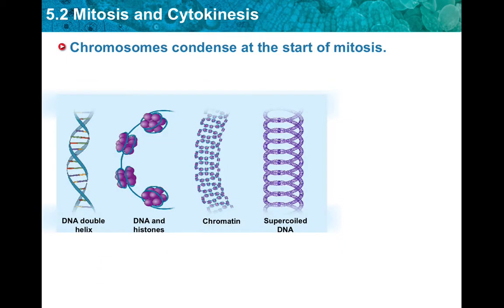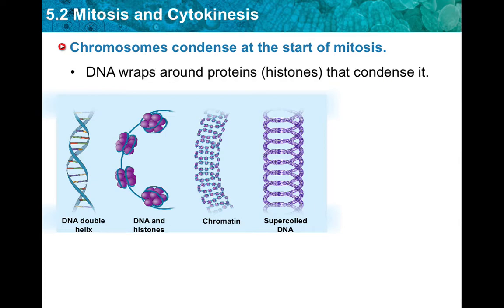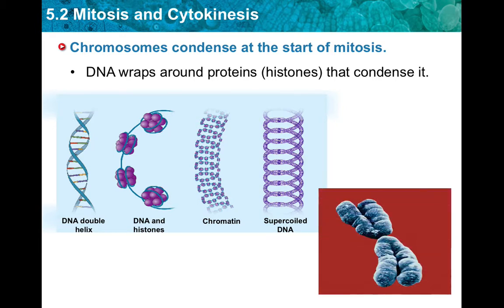Chromosomes condense at the start of mitosis. A chromosome is one long continuous thread of DNA that consists of numerous genes along with regulatory information. Our body, the human body, has 46 chromosomes each. The DNA wraps around proteins that help organize and condense it.